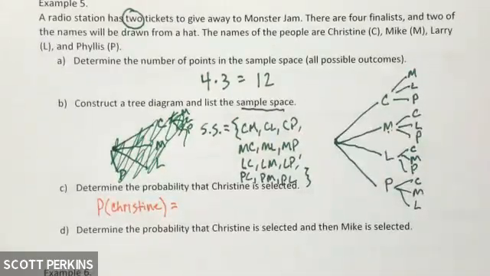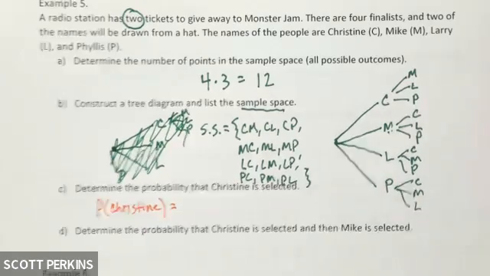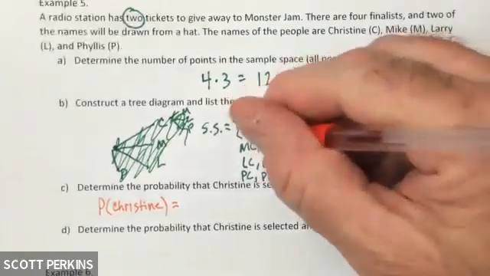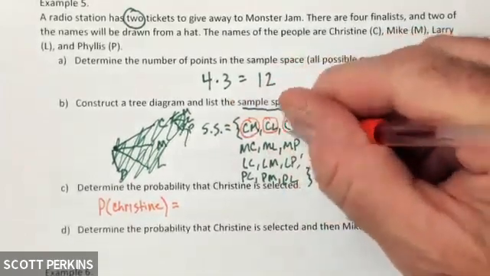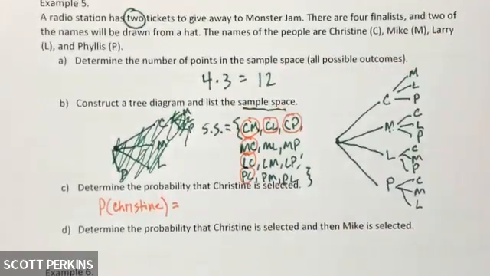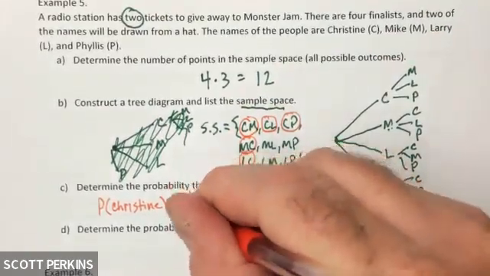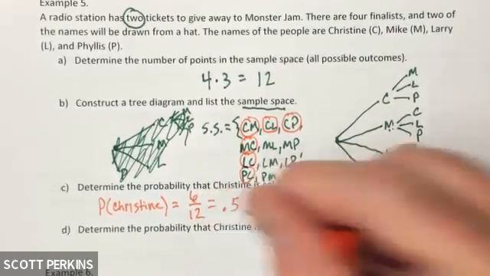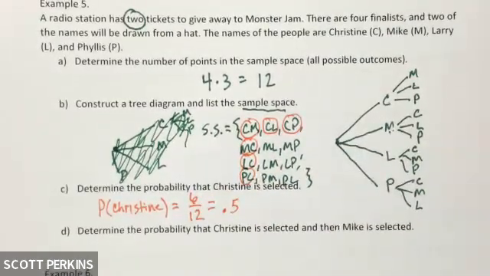All right, the probability Christine is selected. How many of the outcomes have Christine? Okay, so 1, 2, 3, 4, 5, 6. Those all have a C. Great job. So 6 out of 12. Just going to pop that into my calculator and it becomes 0.5. Or if you reduce the fraction, it's 1/2.